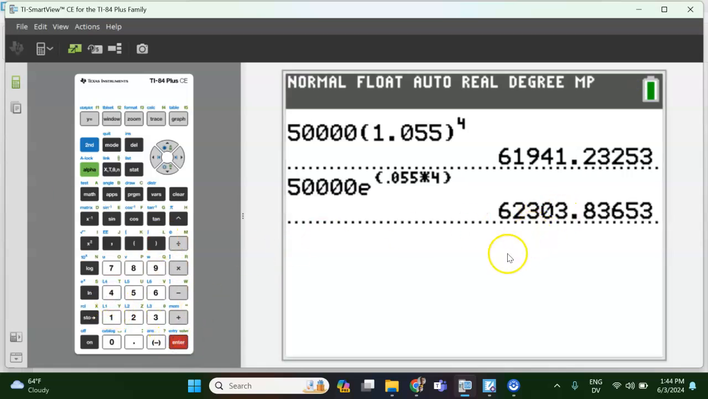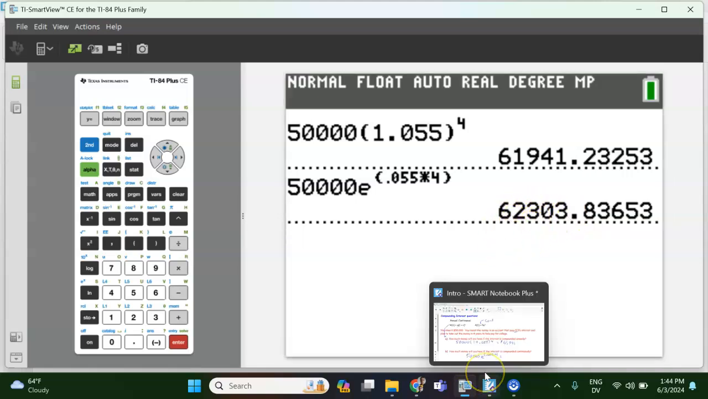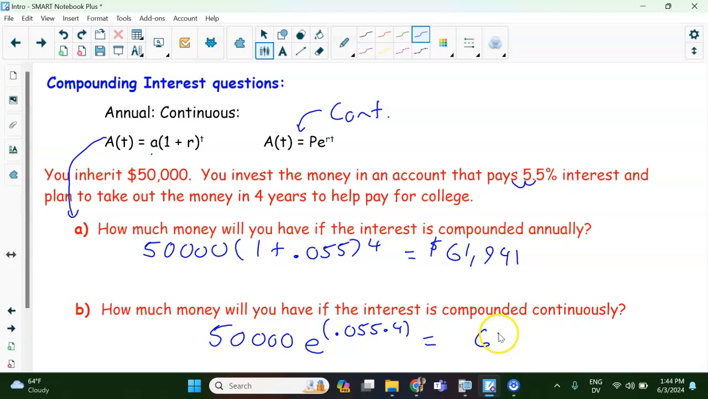Okay, and so that one's a little bit better. If I round it to the nearest dollar, it'd be 62,304. So the continuous interest is a little bit better than the annual interest.